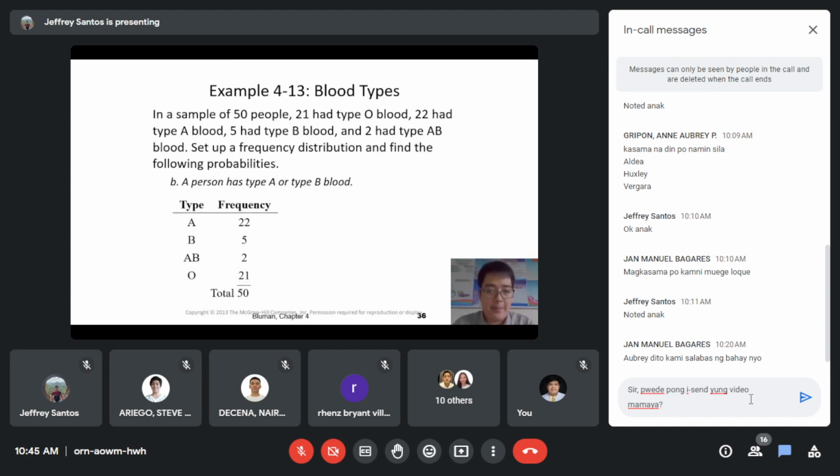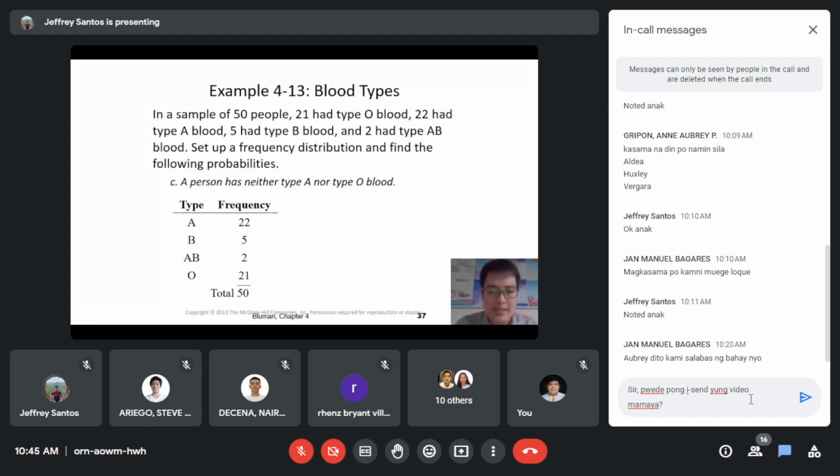For our next example naman, a person has type A or type B blood. For this given example, since we are given two events, ang gagawin nyo lang mga anak is to add their corresponding probabilities. So type A blood has 22, 22 over 50, plus type B blood is 5 over 50. So that will have 27 over 50. So the probability that a person has type A or type B blood based on the given table is just 27 over 50. Okay, let's move on to the next one.